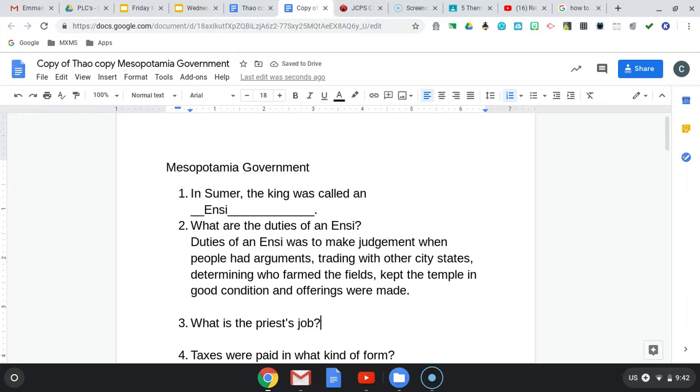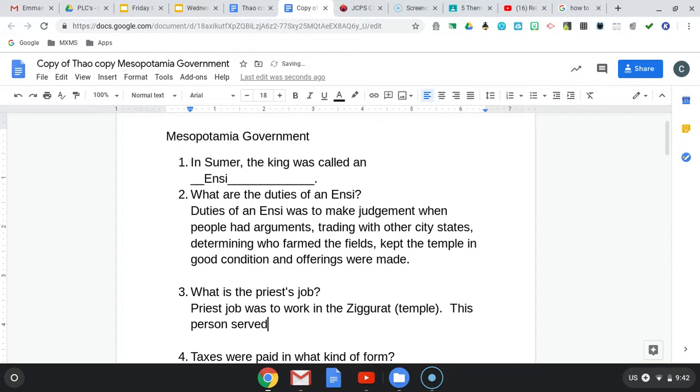All right, what's the priest's job? The priest's job was to work in the ziggurat, which was the temple, all right? And this person served as the king's right-hand person. So whatever the king needed help with, he would call on his priest.